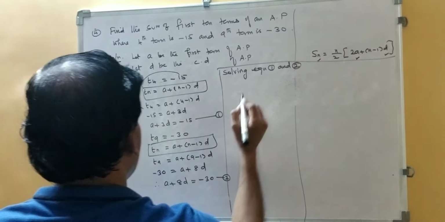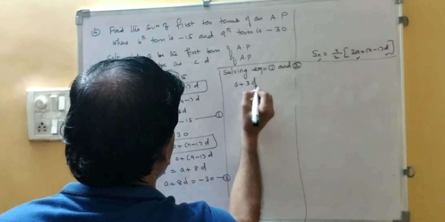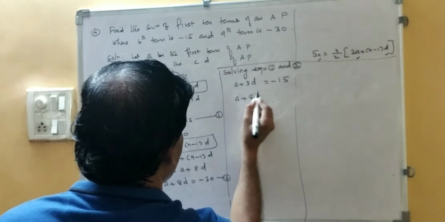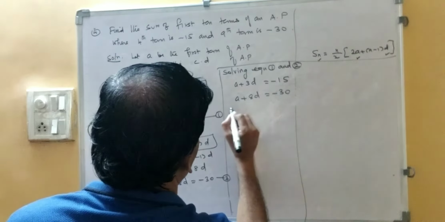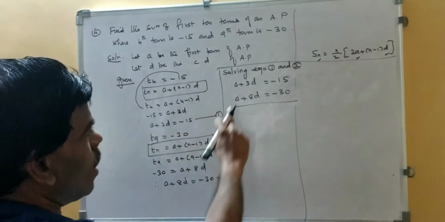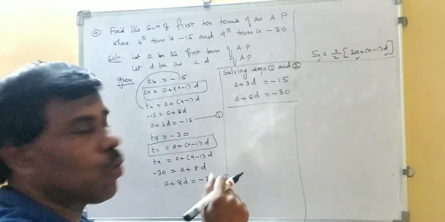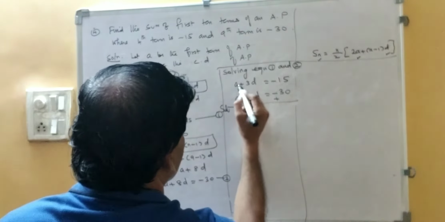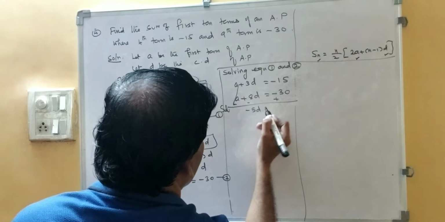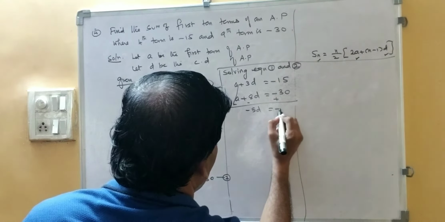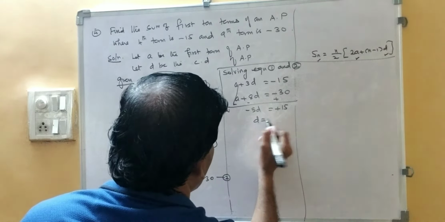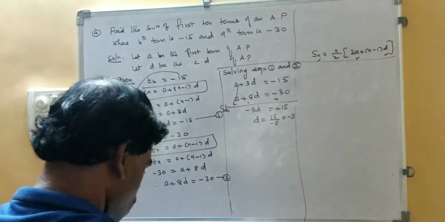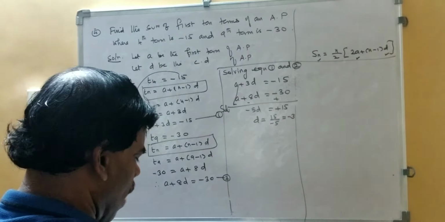Okay. Now what is that? a plus 3d equal to minus 15. a plus 8d equal to minus 30. Now look at these two equations. Here also plus 1 is the coefficient. So we will subtract: minus minus plus. So minus 5d equal to plus 15. So d equal to 15 upon minus 5 equal to minus 3. What we got? d is equal to minus 3.